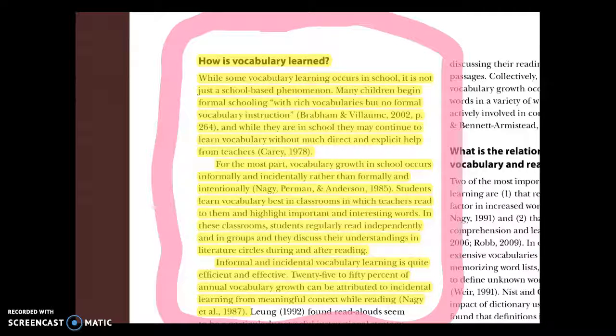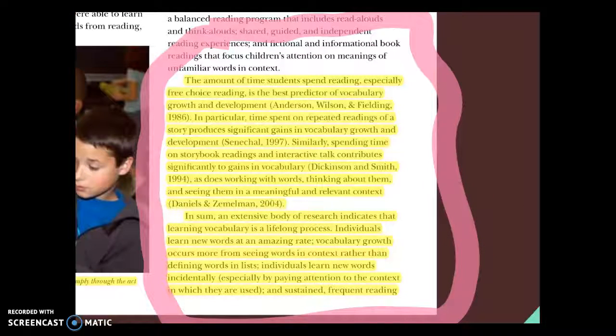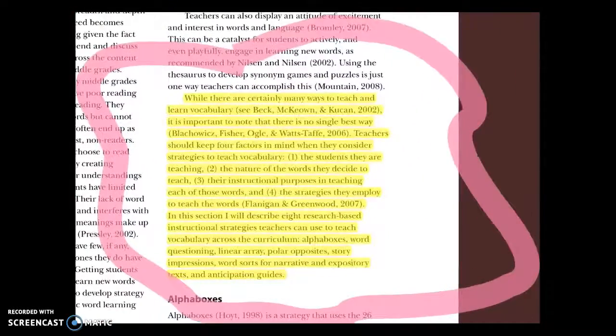However, academic vocabulary is often missed, and even when extensive reading has been a part of a student's education, learning vocabulary is a lifelong process, and academic words are not often common in self-selected texts. While there are certainly many ways to teach and learn vocabulary, teachers should keep 4 facts in mind when they consider strategies to teach vocabulary.